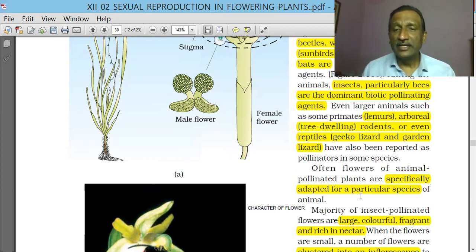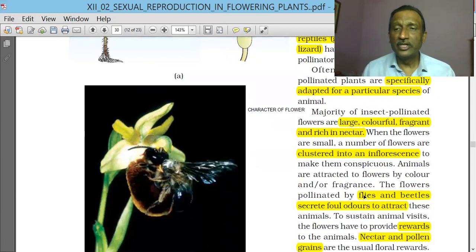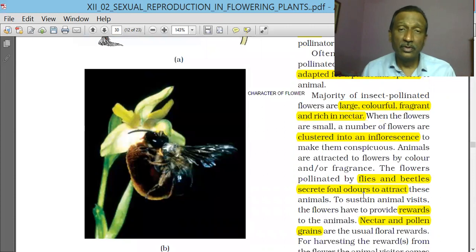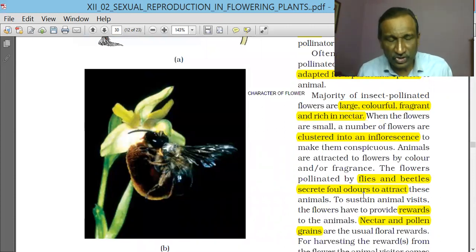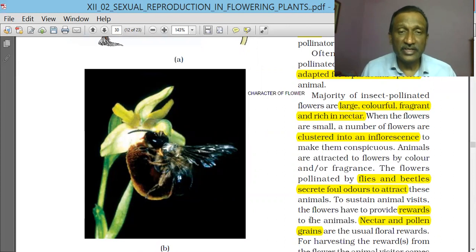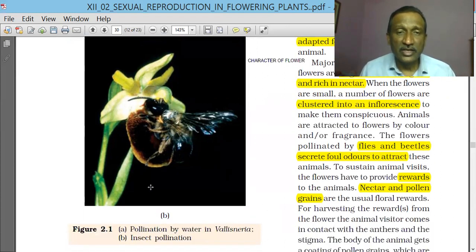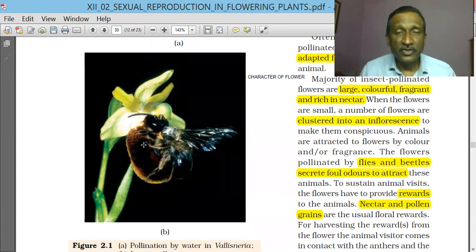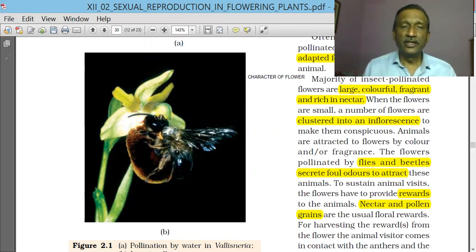Often the flowers of animal pollinating plants are specially adapted to a particular species. So they may be colorful, they may have some sort of shape. The example given here is Ophrys. Here is a case in which one of the petals takes the shape of a bumblebee. So the poor bee is fooled; it thinks that the female partner is there, so it goes there and pseudo-copulates with the flower, thinking that the female is there, but there is no female. During this course it shakes the flower and the pollen grains fall onto it.